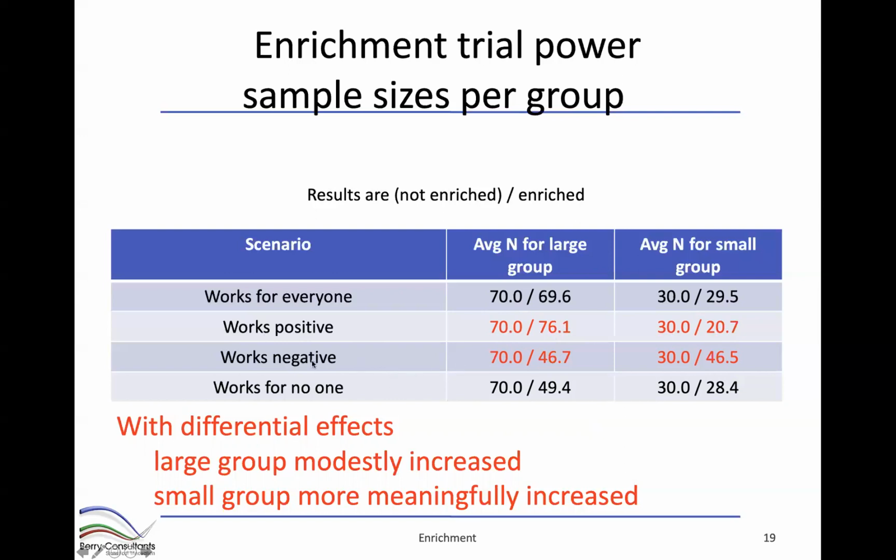If it works only in the negatives, so this was the little graphic that I showed, you can see the increase in sample size. So we drop the positives and do increase from an average of 30 to an average of 46.5, and we also drop out of the larger positive group. So certainly we do get the enrichment benefit, really this increase and also this increase. The subgroups where the therapy is effective, we get a larger sample size.